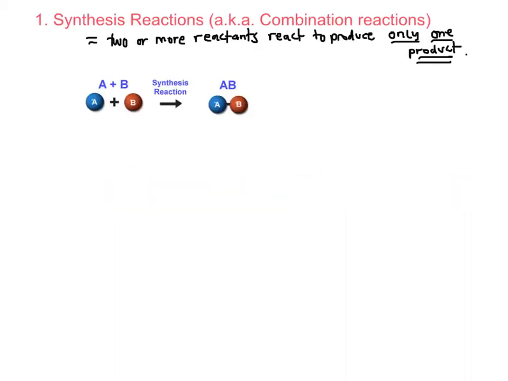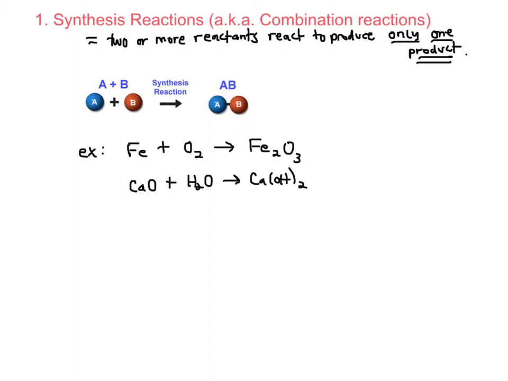All right, so the first of the 5 classes of chemical reactions is synthesis reaction, also called combination reactions. And a synthesis reaction is where you have 2 or more reactants combining to form only one product. So here are a couple of examples of synthesis reactions. So you know they're synthesis because you only have one product or one compound on the right side of the arrow.